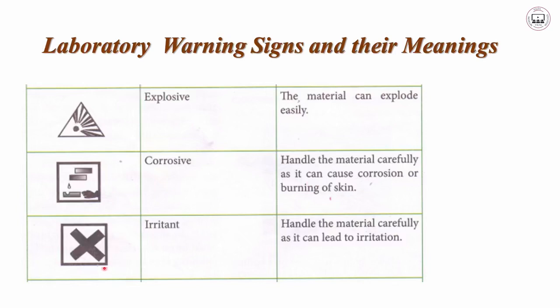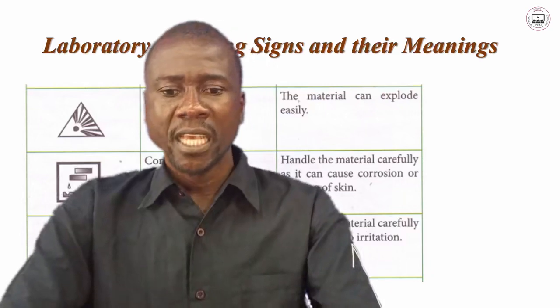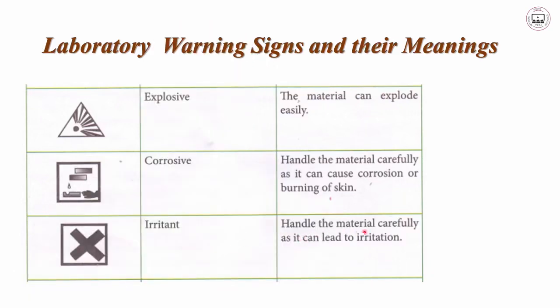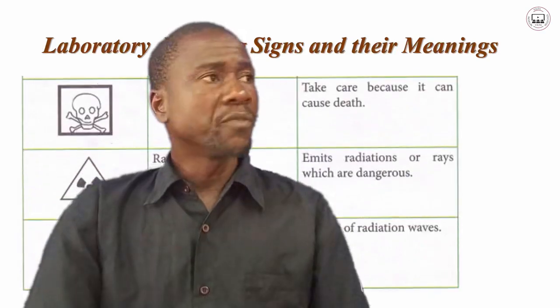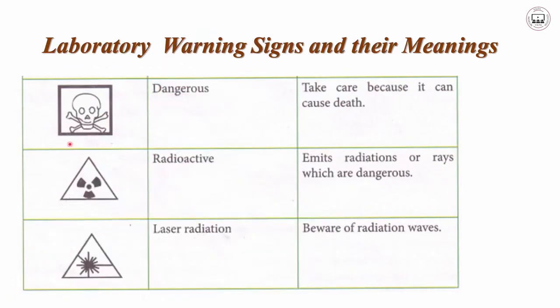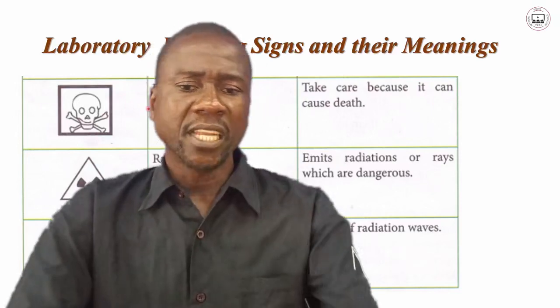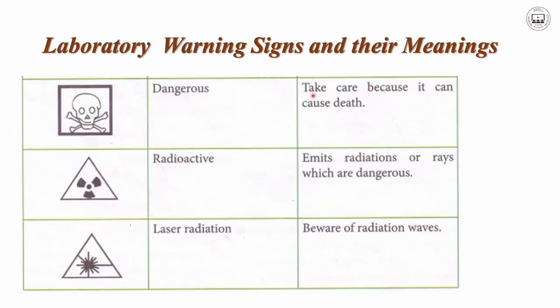Then we have another symbol which is just an X. This is an irritant warning sign. If you see this symbol in the laboratory, it means handle the material carefully, as it can lead to irritation. As we continue with these symbols, there is another symbol which looks like this, and it is saying dangerous. This is a dangerous warning sign, and the meaning is: take care because it can cause death.